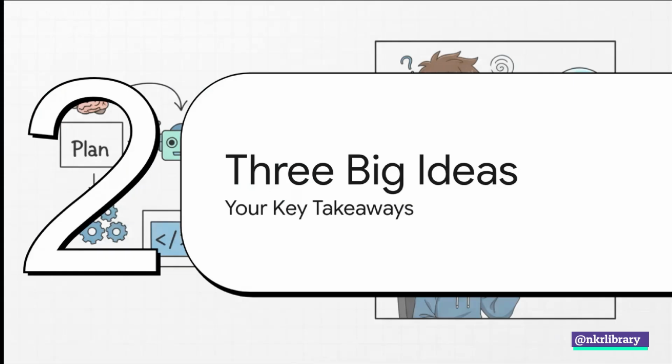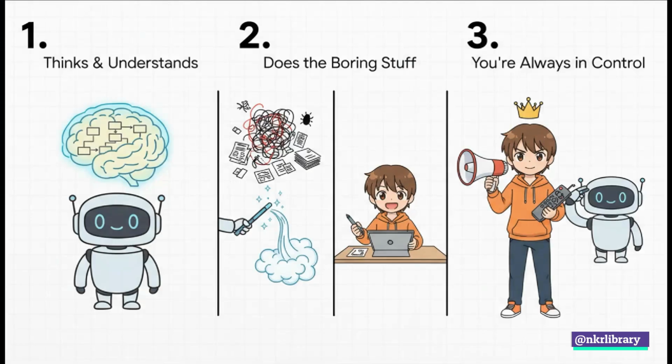All right, that was a lot of information, I know. So if you're going to remember just 3 big things from all of this, let's make it these 3. These are your main takeaways. First, remember that this is a thinking helper. It's not just a spell checker, you know? It actually understands your whole project, the big picture. Second, it's here to save you from all that boring, repetitive work so you can focus on the fun stuff, the creative parts of coding. And number 3, probably the most important of all, you are always the boss. You give the instructions, you approve the work, you're in charge.